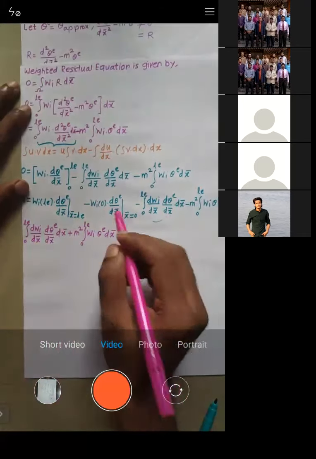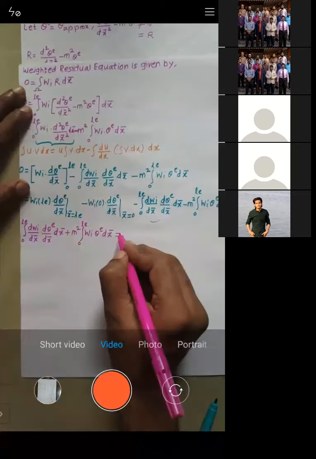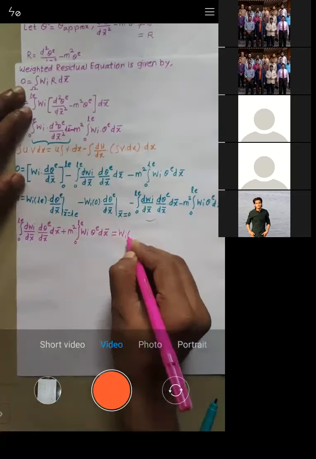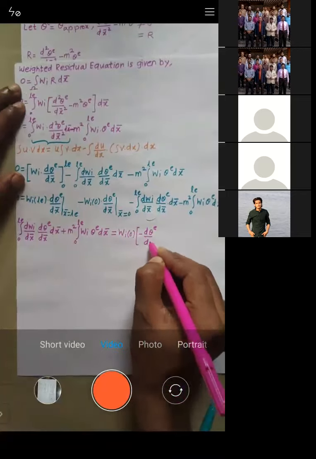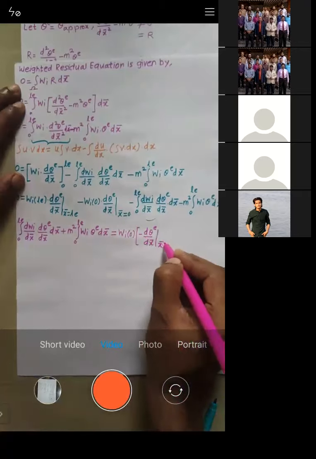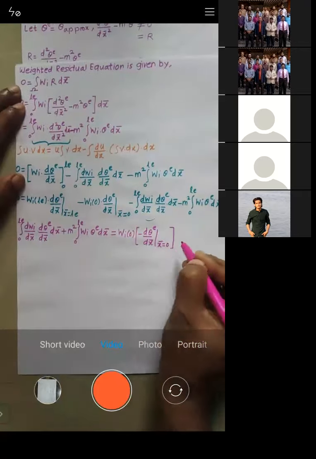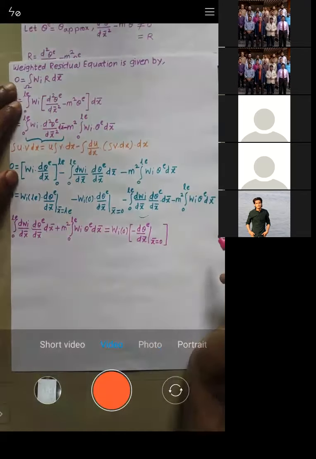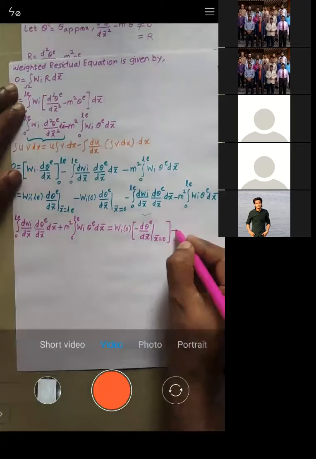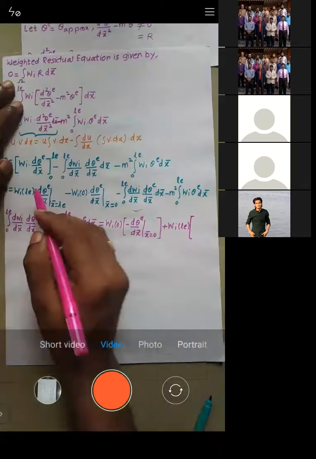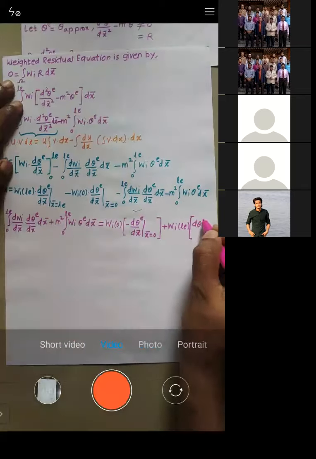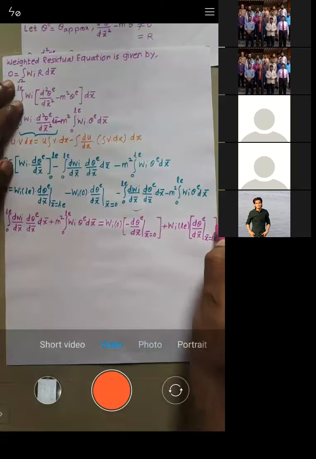So it is equal to, let's see how I'm writing this term, weight function at 0 into minus d theta e by dx bar when x bar is equal to 0. Just check it, this term I've written like this. Plus weight function at LE into this term, d theta e by dx bar when x bar is equal to LE.